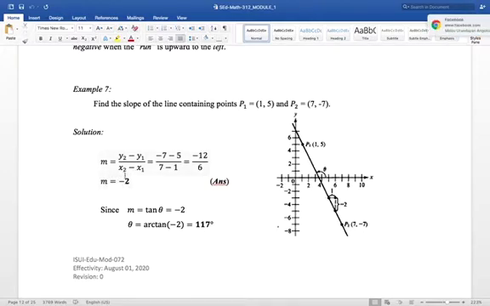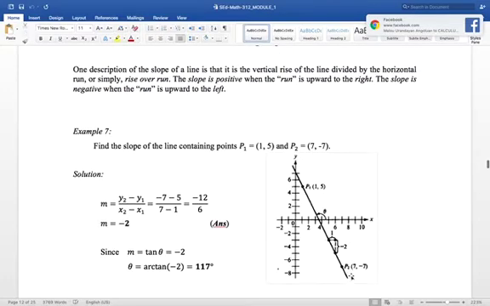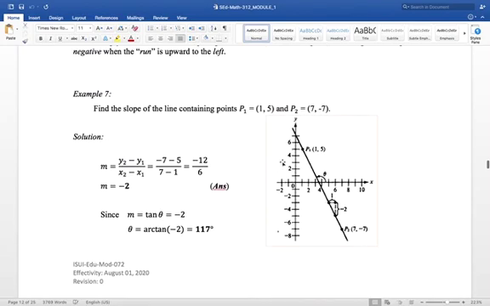You notice that we have a slope of negative 2, so you know that the line drops from left to right. Okay? Or it rises from right to left. You can immediately tell by looking at the sketch of the graph that the slope is negative because it rises from right going to the left. So I hope that's clear for the slope of a line.